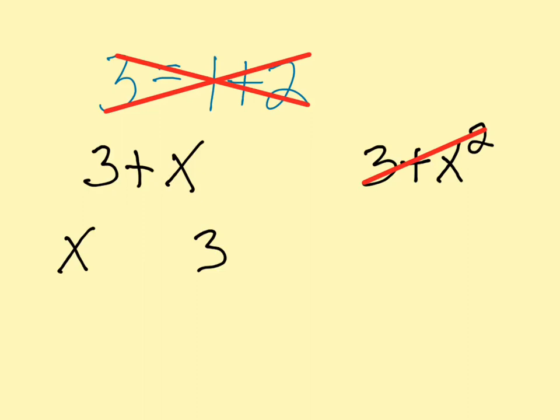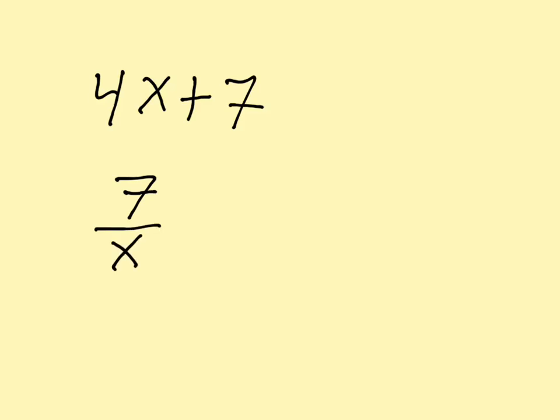So here we go. How about 4x plus 7? Is that a linear expression? Yes, because it's got an x in it, no other variables, and it has only a hidden 1 right there as the exponent. So no squared, no cubed, nothing weird like that. The other thing that it can't have is it can't have the x in the denominator. So, for example, 7 over x plus 3 is not a linear expression because it has the x in the denominator.